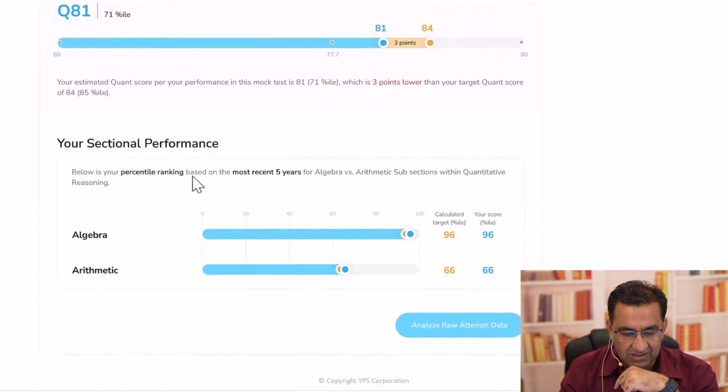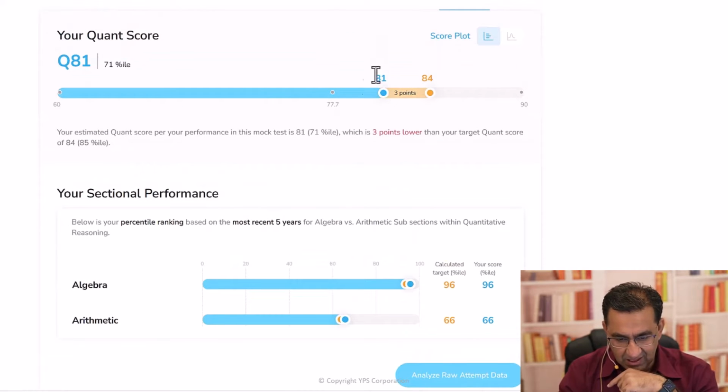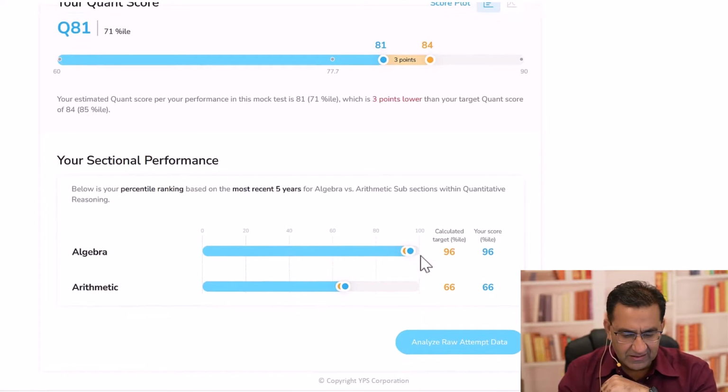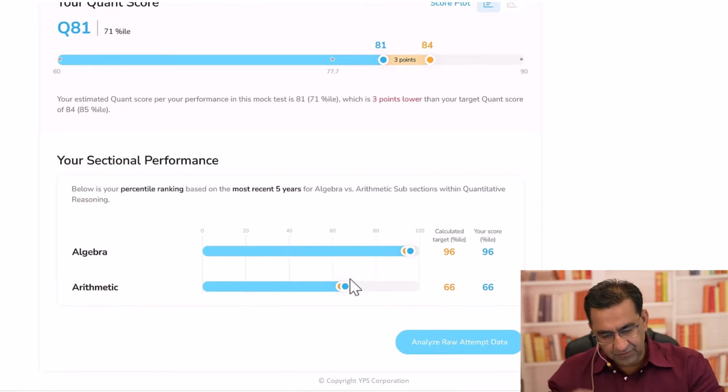And this is where your subsectional performance is really useful. In this case, you can see that Q81 is built up of algebra and arithmetic percentiles, and clearly there's a lot more headroom in arithmetic than in algebra. So clearly one of the first takeaways that the student would have is to get those 3 points of improvement, focus on arithmetic.